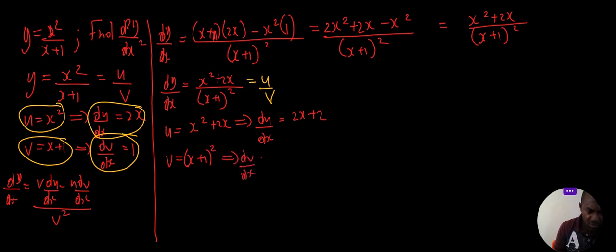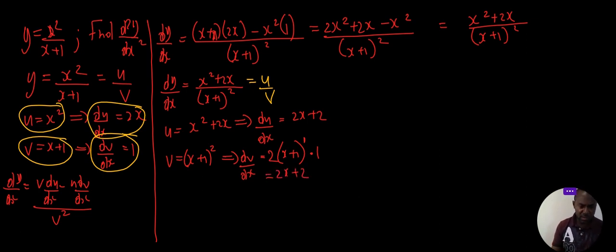Which means that dv by dx equals, now this is basically a composite function, so we bring the 2 down, multiply by it, reduce the power by 1, then multiply by the derivative of what is inside the brackets. So let's put that into practice. Bring the 2 down, multiply x plus 1, the power reduces by 1, so 2 minus 1 is 1. Then we multiply by the derivative of what is inside the brackets. Inside the brackets you have x plus 1, and when you differentiate x plus 1 you simply get 1. So this is simply equal to 2x plus 2.